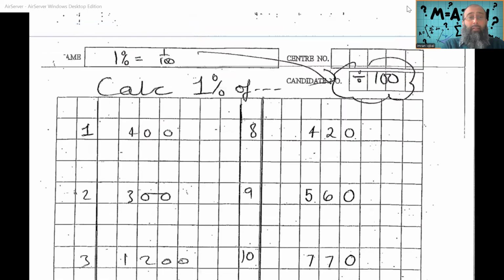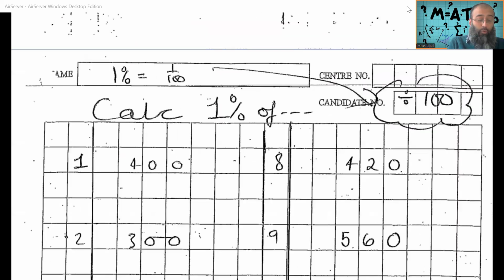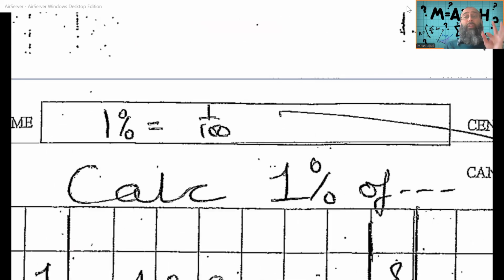Okay, welcome back. I can calculate 1%, and we're going to do it in 3 minutes. Let's go. What is 1% first of all? 1% means literally 1 per 100. So 1 per 100 or 1 divided by 100. That's what 1% literally is if we translate it.